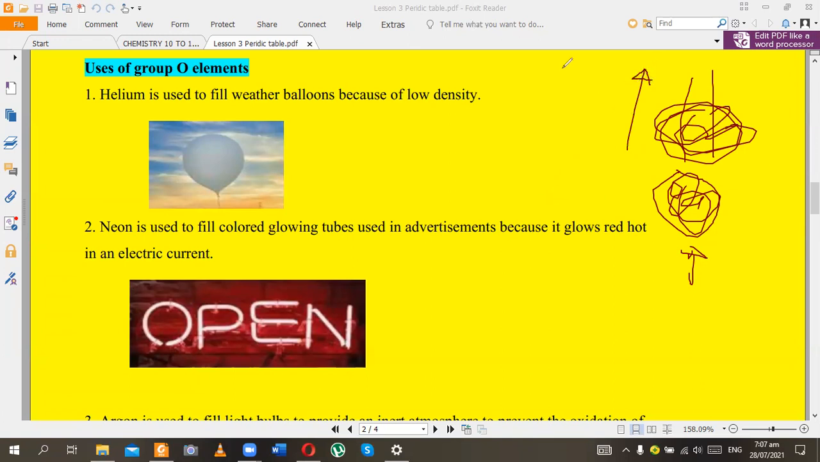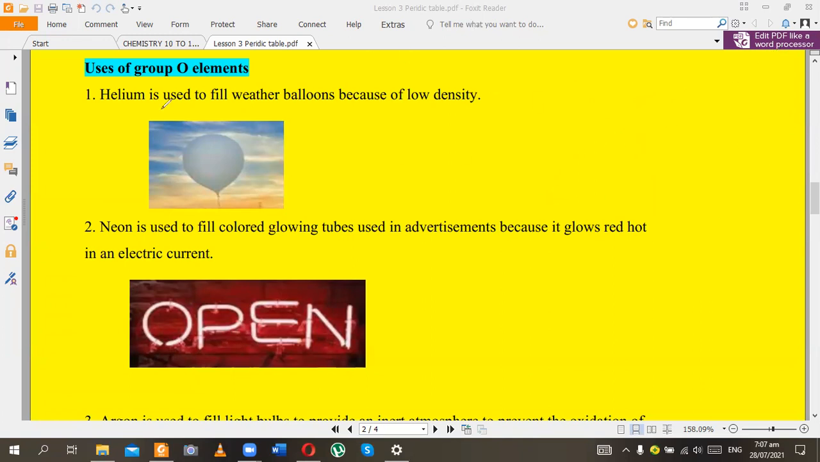Because of this, the hydrogen and the helium are very light, so they are likely to escape from the surface. Now, why did I say that? In weather balloons, the gas that you need to put inside is a gas which is light. You cannot put carbon dioxide. You just can't, because carbon dioxide is a very heavy gas.